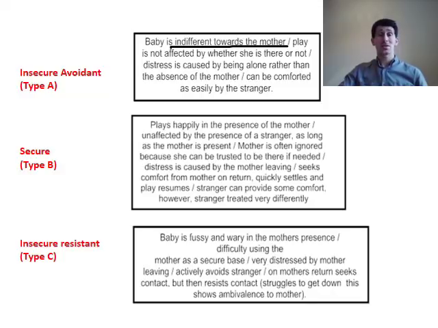Okay, their play is not affected whether she's there or not. They might get distressed when they're alone. It's got nothing to do with the mother being away, but when they're left alone, they might show some distress. And they can be comforted pretty easily by a stranger. So our avoidant child really tries to avoid the mother, doesn't really care she's there, not too bothered whatsoever. So that's your type A infant.